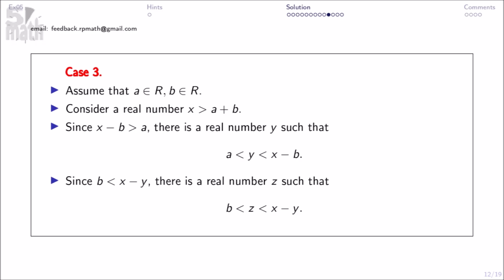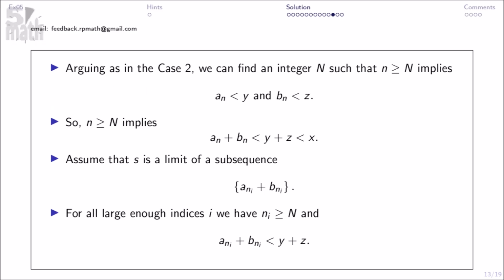Case 3. Assume that A in R, B in R. Consider a real number x greater than A plus B. Since x minus b greater than A, there is a real number y such that this. Since b less than x minus y, there is a real number z such that this. Arguing as in case 2, we can find an integer n such that n greater than n implies this and that. So n greater than n implies this.